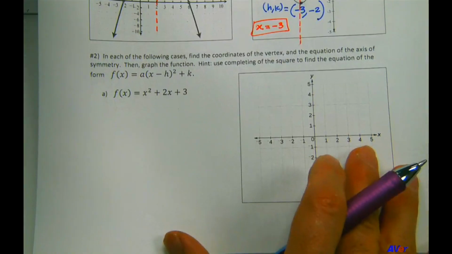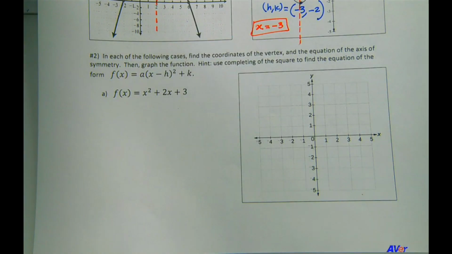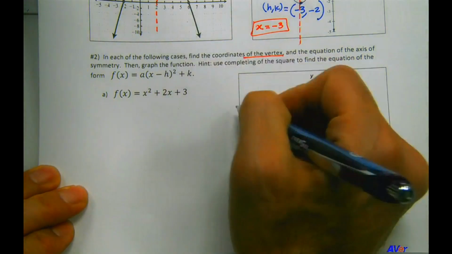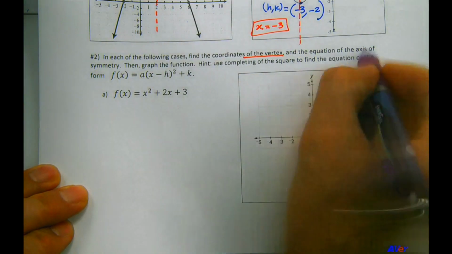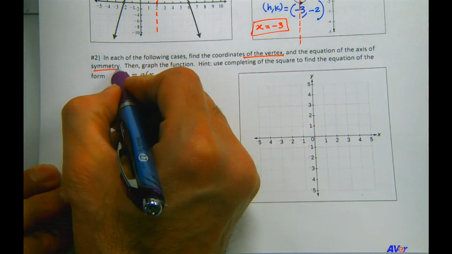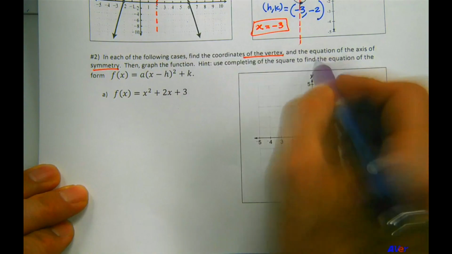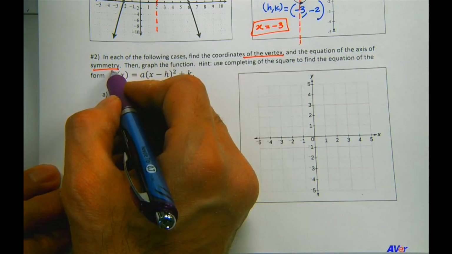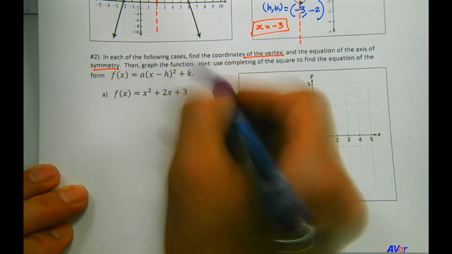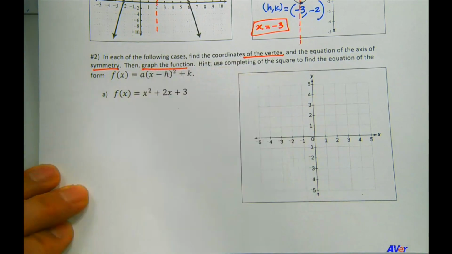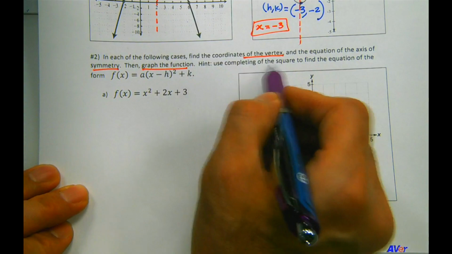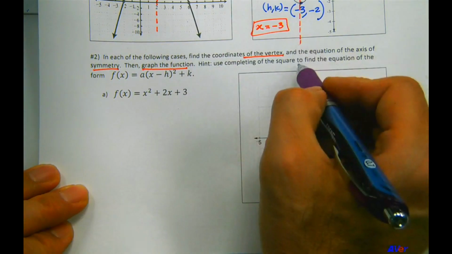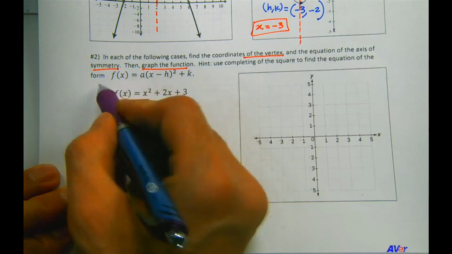Then number 2 says, in each of the following cases, find the coordinates of the vertex and the equation of the axis of symmetry. We know where the vertex is, then we can easily write down the equation of the axis of symmetry. Then graph the function, and they give us a hint: use the completing the square method, which we learned in the last video, 3.2, to find the equation of that form.